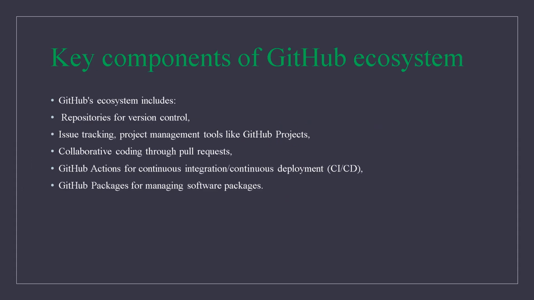We start with the key components of the GitHub ecosystem, and these components include the repositories for version control. We have the issue tracking, the project management tools like GitHub Projects. We have collaborative coding through pull requests, push requests, and even merge requests. Then we have GitHub Actions for continuous integration and continuous deployment. Then we have GitHub Packages for managing software packages. Moving to the next slide.